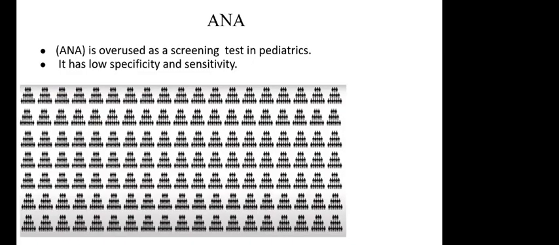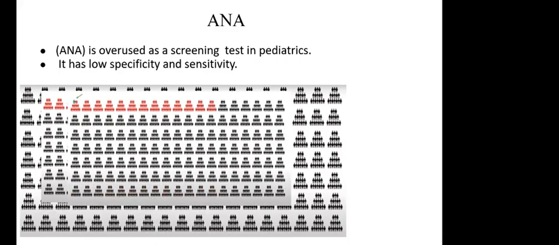The first biomarker which belongs to the mechanistic biomarkers group is antinuclear antibody. Antinuclear antibody is overused as a screening test in pediatrics. It has low specificity and sensitivity. In this graph, we have 2,000 people who have had an ANA test done. Only 200 people will have a positive result. Only one out of these 200 people will likely end up having lupus.